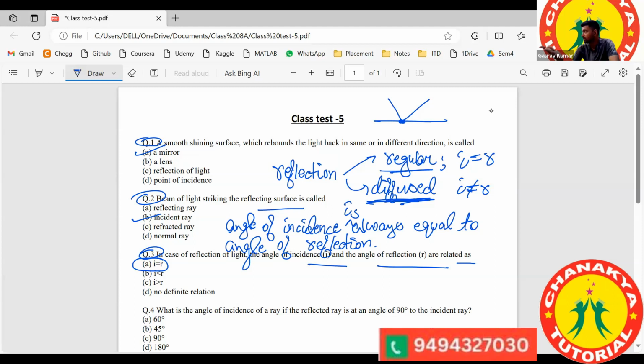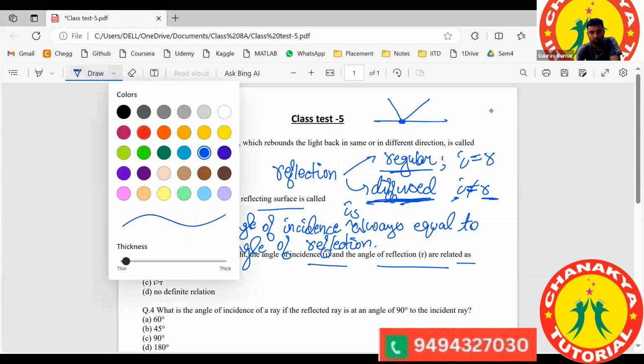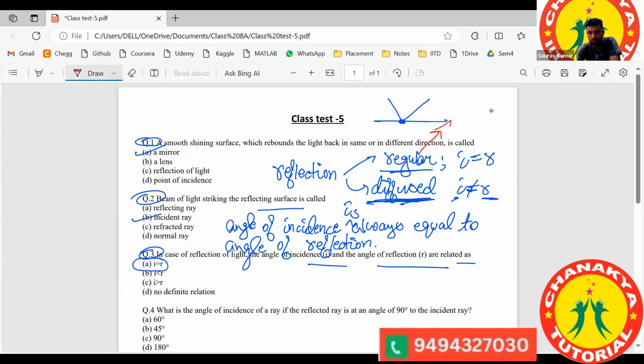So in everyday life, an example of regular reflection is a mirror. In a mirror, we can clearly see that I equal to R. And an example of diffuse reflection is any surface which reflects and is rough. So it won't give I equal to R, but it will give slightly different angles, I something different and R something different. So regular reflection is for smooth surfaces, and diffuse reflection is for rough surfaces.